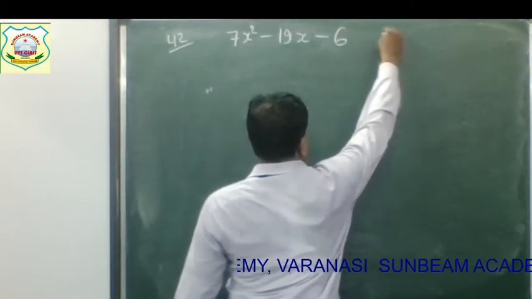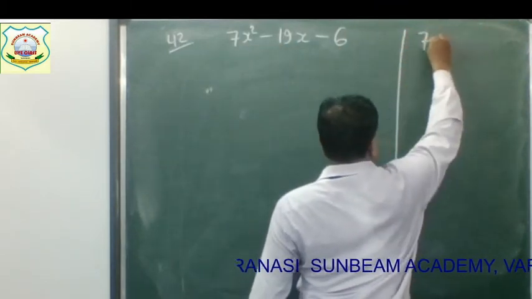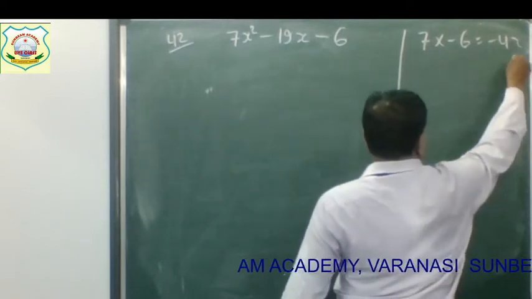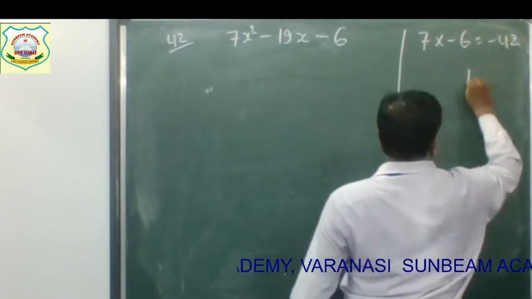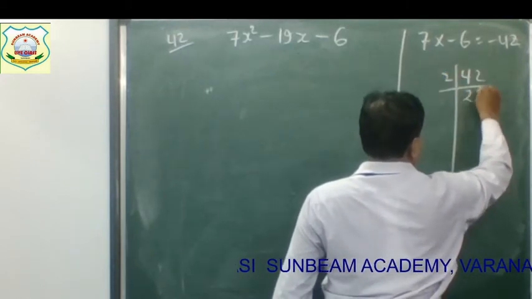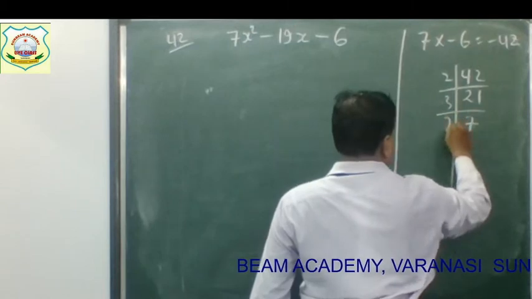7 into minus 6 is minus 42. Now for 42, the LCM: 2 ones are 2, 2 twos are 4, 3 sevens are 21, and 7 ones are 7.